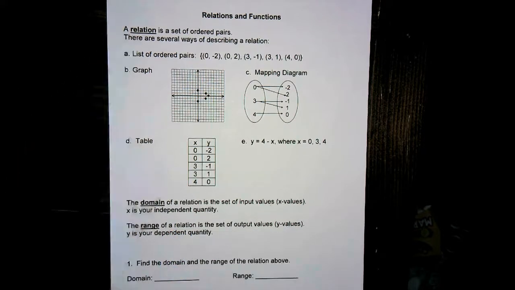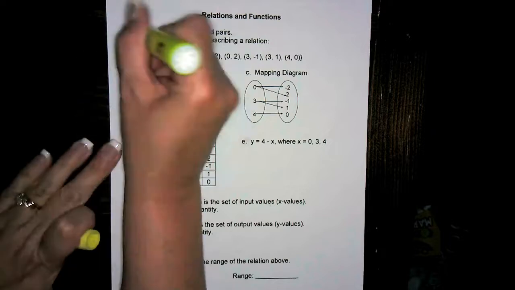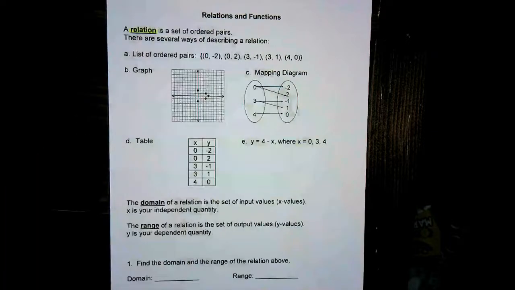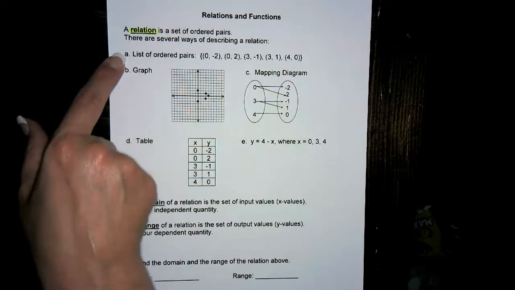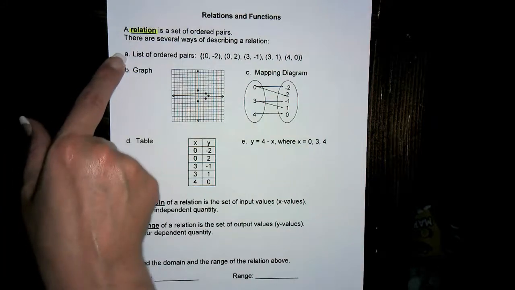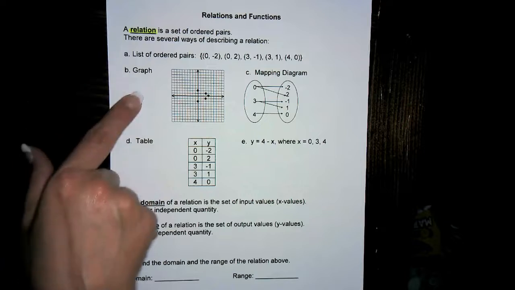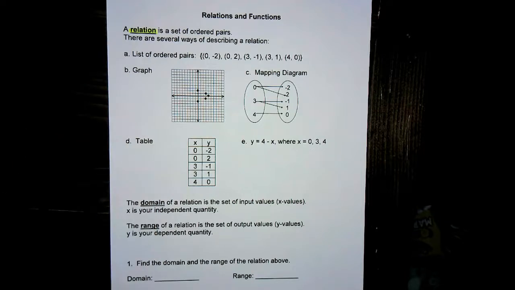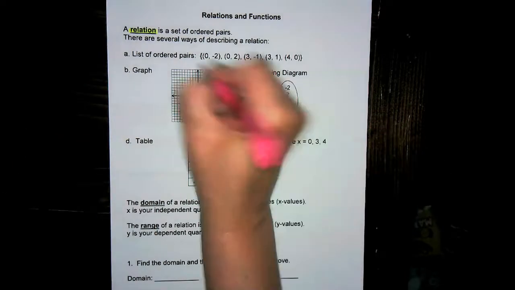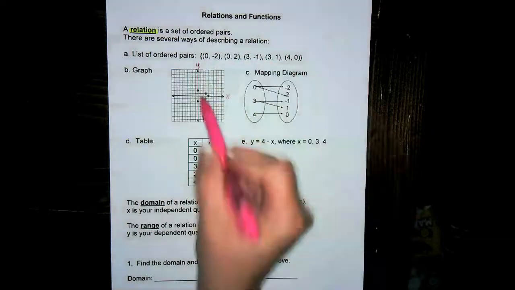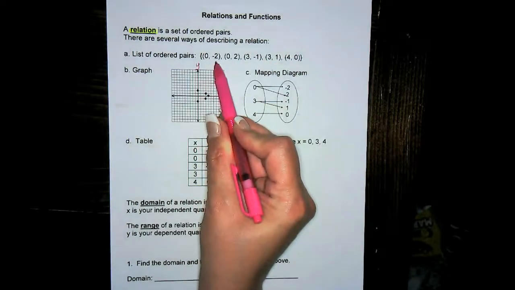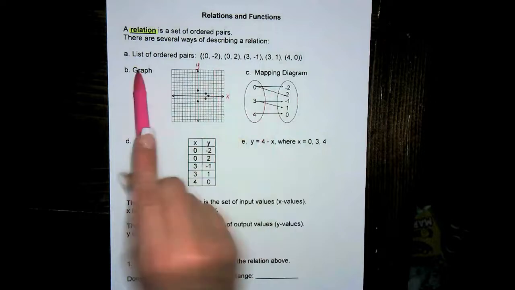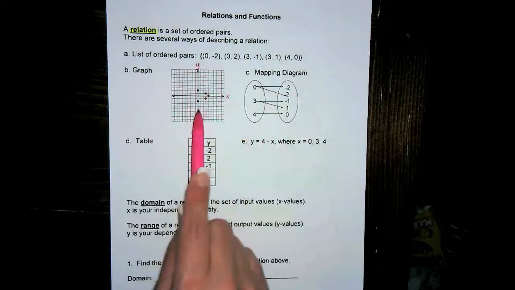So a relation is simply a set of ordered pairs. So we're going to have x's and y's. You may have heard of that before, just like I've listed here in A. But I can take those ordered pairs and plot them on a graph. You'll remember that we have an x-axis and a y-axis that helps us know how far to move over and how far to move up and down. So I could represent my ordered pairs on a graph.